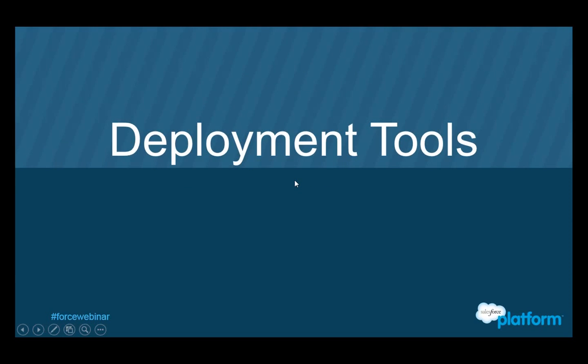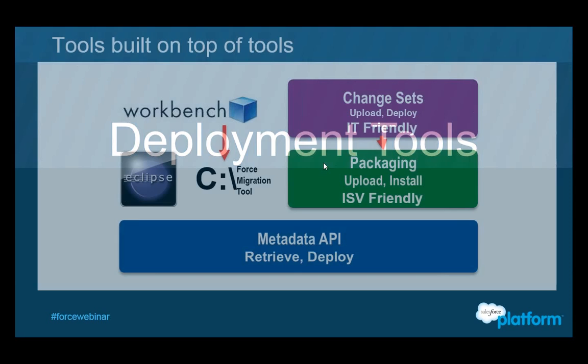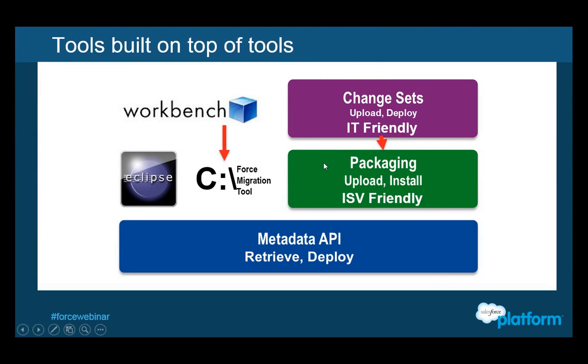So let's talk about some tools that can access the API. Before we get into that, I want to cover an interesting concept here. Draw your attention to the bottom there. So we've got the main metadata API. On the left-hand side, we've got Eclipse, which is primarily a development tool, but can also be used for deployments.